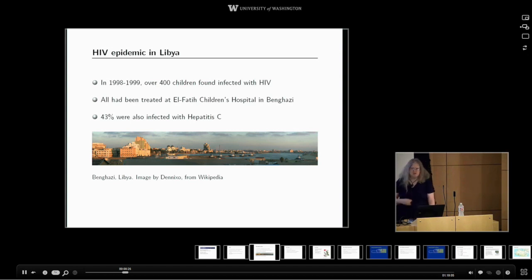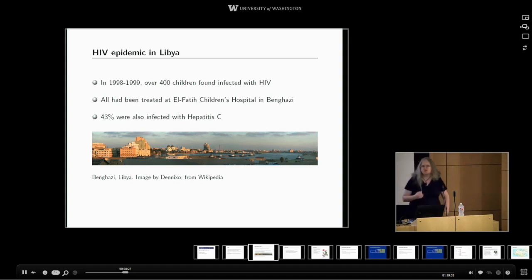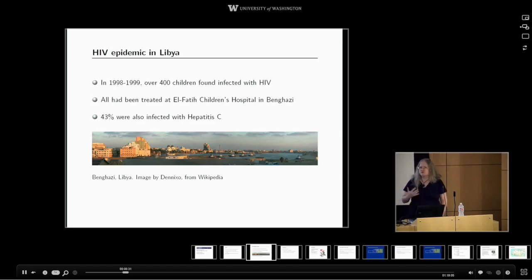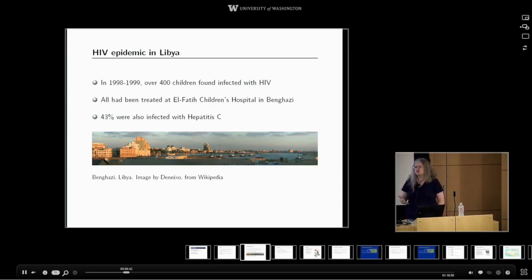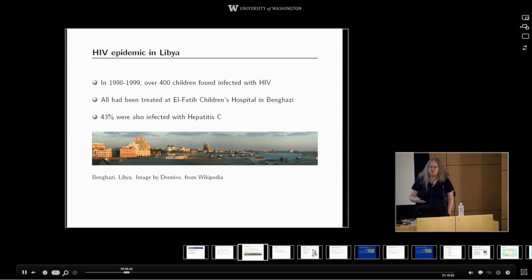So, in 1998, some children were found infected with HIV in Libya. This may not sound surprising because we know there's a serious epidemic in Africa, but generally when children get AIDS, they catch it from an infected parent at or around the time of birth. These were older children. There was no obvious reason why they should have been coming down with HIV.